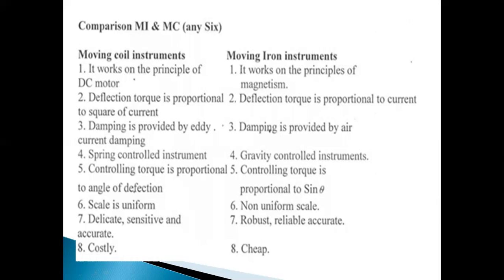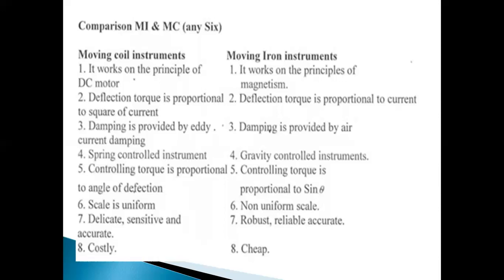And on the other side, here we are going to have, it works on the principle of magnetism. Okay. So what is the principle of DC motor? Whenever a current coil is placed in the magnetic field, it exerts force. On that principle, it is going to work. So in this case, the moving iron instruments are going to work on the principle of magnetism. Okay.